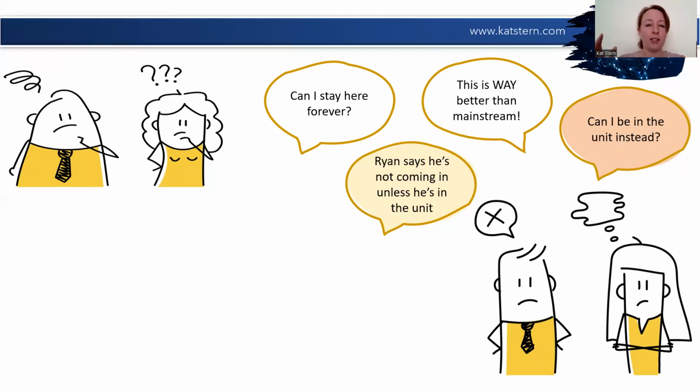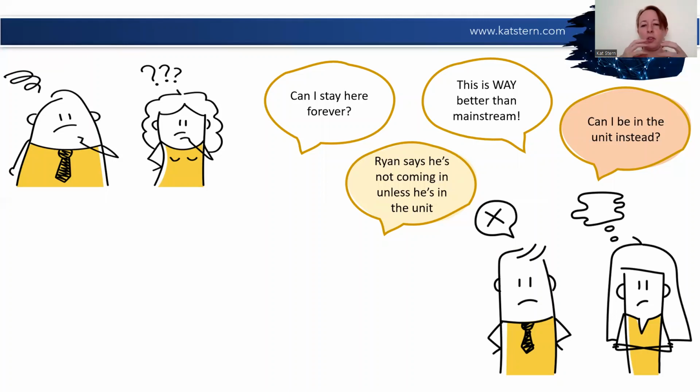Another one: this is way better than mainstream. Legitimate concern. What if they deliberately try and delay their reintegration to mainstream because they're enjoying the unit so much? Perhaps another student who's not in the unit says, well, I don't want to go to French, can't I go to the unit instead? Does that trigger people? Does that upset people? Yes, it does. And the bottom one is, I've actually been in a situation where a parent has essentially said, well, the student says they're not coming in unless they're in the unit.